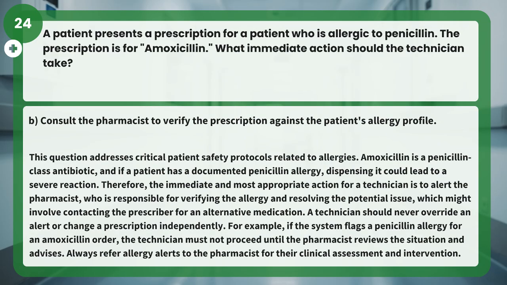Answer B. Consult the pharmacist to verify the prescription against the patient's allergy profile. This question addresses critical patient safety protocols related to allergies. Amoxicillin is a penicillin-class antibiotic, and if a patient has a documented penicillin allergy, dispensing it could lead to a severe reaction. Therefore, the immediate and most appropriate action for a technician is to alert the pharmacist, who is responsible for verifying the allergy and resolving the potential issue, which might involve contacting the prescriber for an alternative medication.